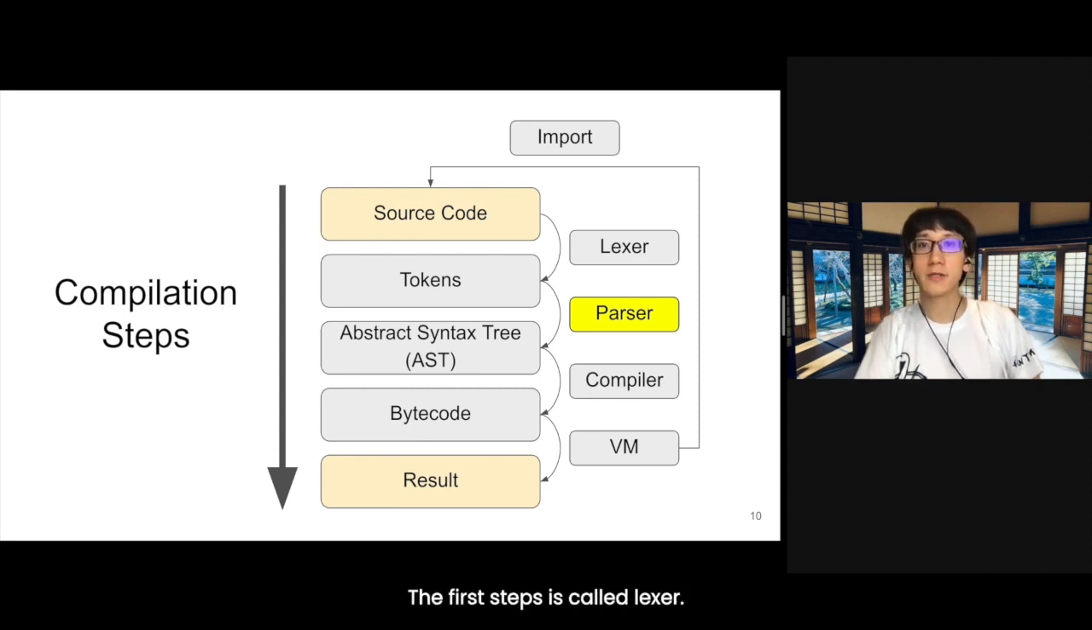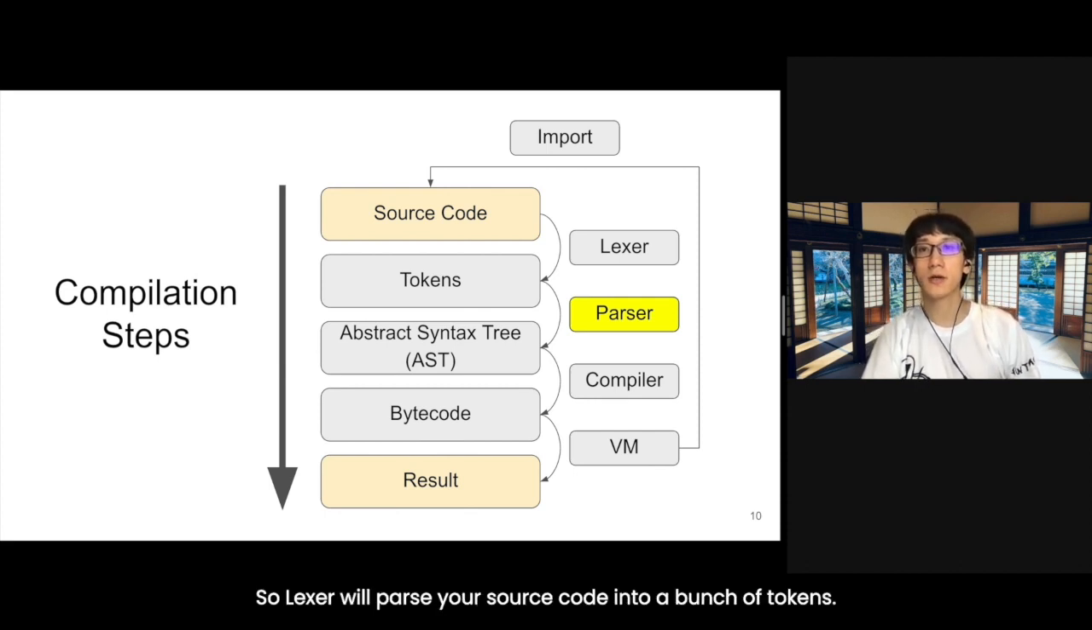Here are the steps. The first step is called the Lexer. The Lexer will parse your source code into a bunch of tokens. At this time, a token has no meaning. The parser, today's main character, will parse those tokens, run some semantic analysis, and eventually generate a meaningful syntax tree. We call it an AST. I will explain this later.